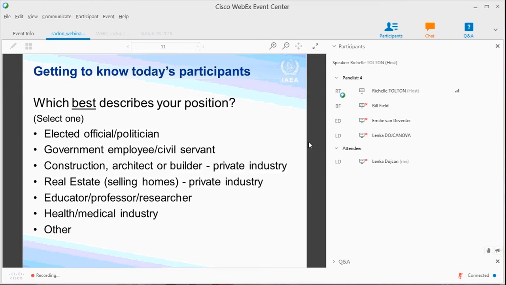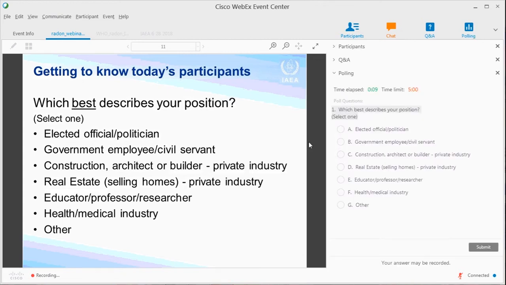The question is, which best describes your position? Are you an elected official? Do you work for the government? Maybe you're in the building or private industry. You work with real estate. You're an educator or some other type of researcher. You work in the health or medical industry. Or if we just haven't captured you in any of these, then please select other.